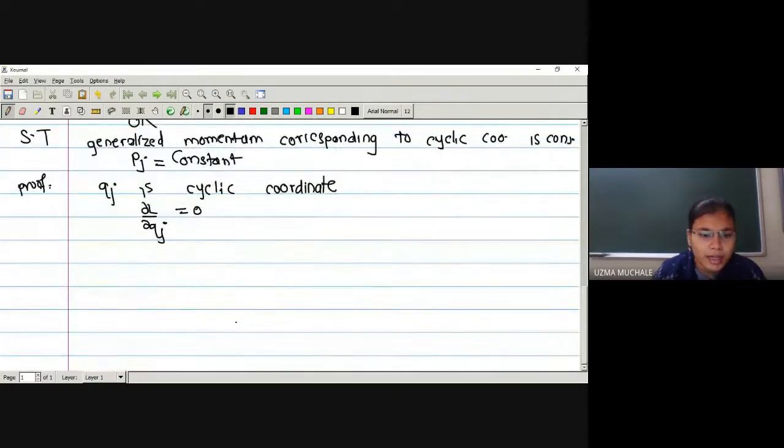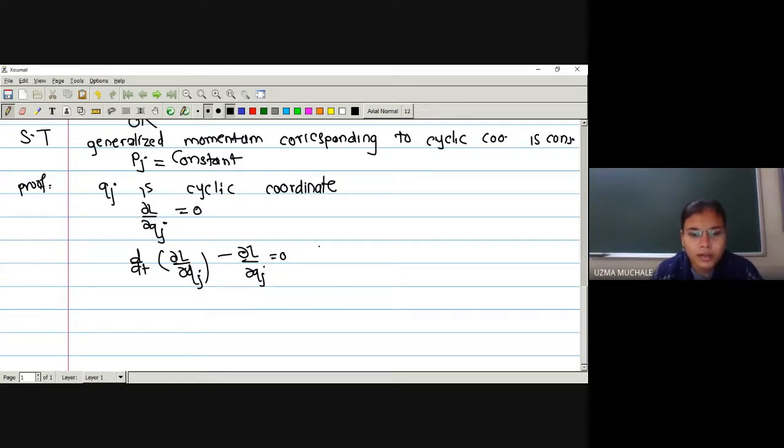Right. So now let us go to our Lagrange's equation of motion. What is Lagrange's equation of motion? d by dt of dou L by dou Qj dot minus dou L by dou Qj is equal to 0. Now if dou L by dou Qj is equal to 0, this equation will have only one term.